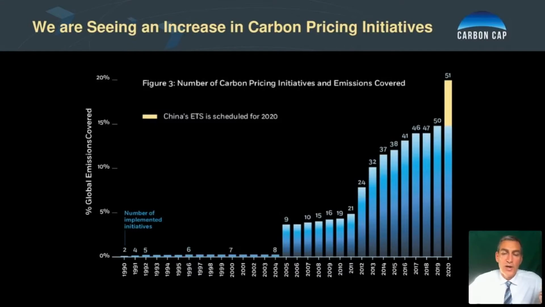You can see the yellow bar on the graph here. That is China. China is launching later this year, Corona notwithstanding, the largest emission trading system in the world, covering 3.3 billion tons of carbon dioxide. And when that comes on stream, you can see on the left, on the y-axis, approximately 20% of emissions on the planet will be covered by some type of carbon price, either a carbon tax or a cap and trade.